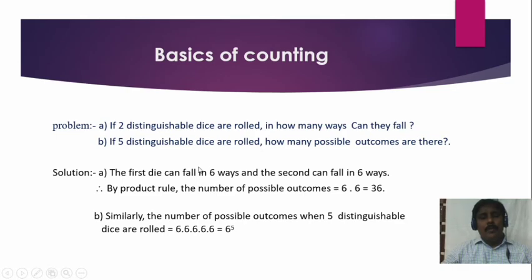So we have to keep in mind that the formula for when a die is rolled n times is 6 power n. We see another.